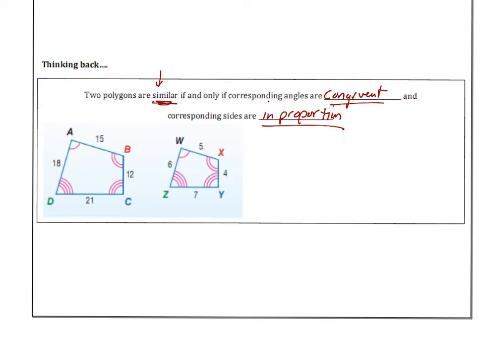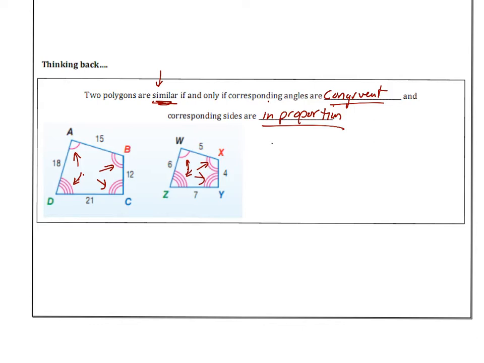So that means angles congruent is pretty straightforward. Okay, this angle matches up to this angle. These two match up. These two match up. And these two match up. Those are all equal. Corresponding angles are congruent. They all have the same angle measure.